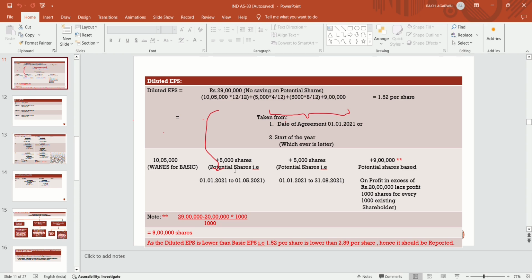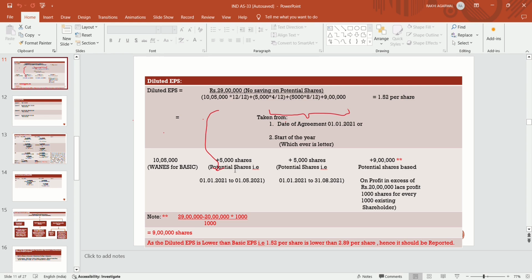So 29 lakh divided by 10 lakh 5,000 plus 5,000 number of shares, 5,000 into 4 divided by 12 plus 5,000 into 8 divided by 12 plus 9 lakh shares. So it becomes 19 lakh 10,000 shares. So 29 lakh divided by 19 lakh 10,000. So it becomes 1.52 per share.